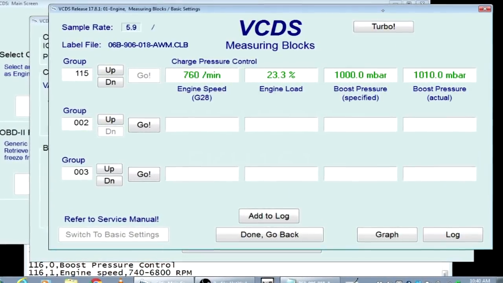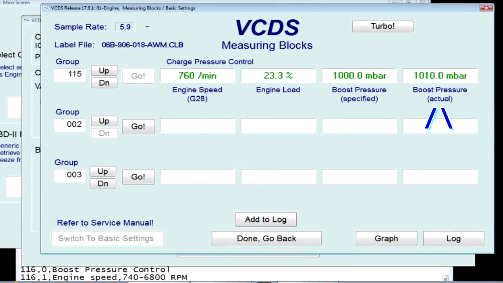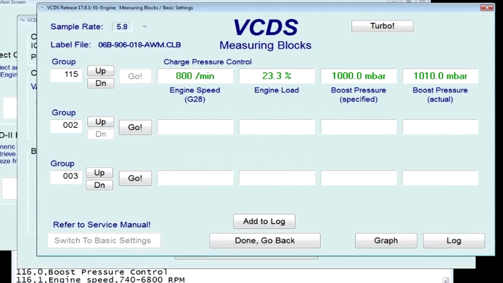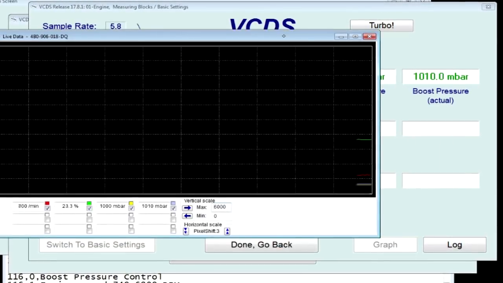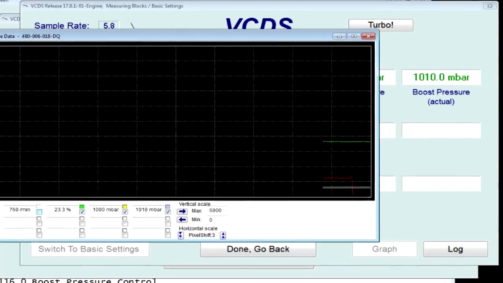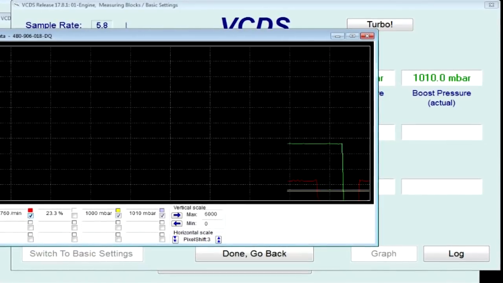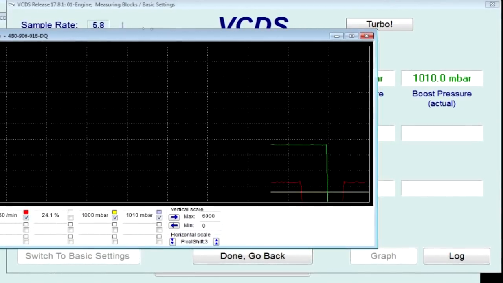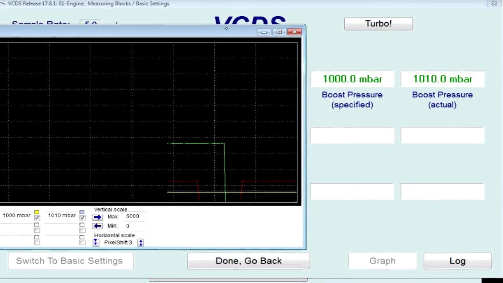So just like on the Allroad, specified is located right here and actual is outside here, or is the last one. So I'm just going to graph it the same way as well, and I'm going to take it for a test drive. We don't need the engine RPM. Well, actually, engine RPM we could use. So we'll see what happens here.